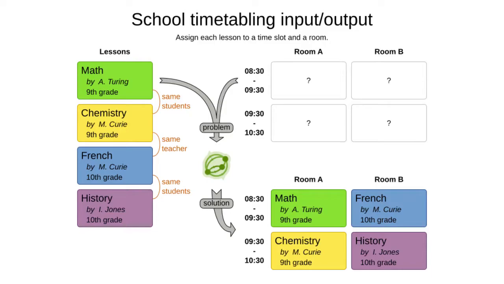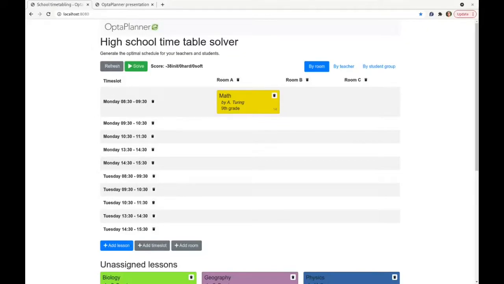As you can see in the solution, for example, Marie Curie is first teaching French in room B and then chemistry in room A, but not at the same time. On top of this, we will also add soft constraints. So for example, to give the teachers a compact schedule, so they don't get two lessons with a big gap between them. This is the OptaPlanner Quick Start application for school timetabling.